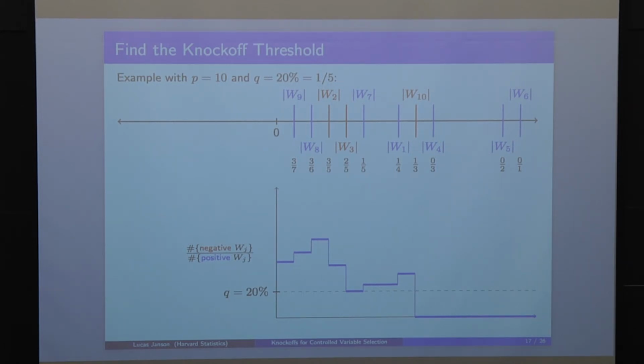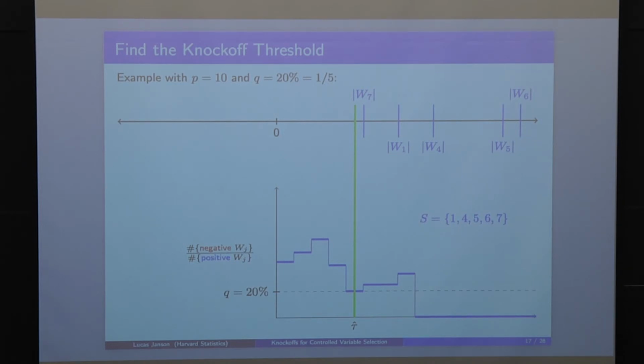And I told you I'm going to stop at the last time, moving in this direction, that I go below Q equals 20%. So that's right there. And I told you also that I'm only going to reject positive WJs. So I'm only going to reject the blue WJs to the right of this line. So note that I'm not rejecting W10. And this would be my selected set. All right, so this is my procedure.